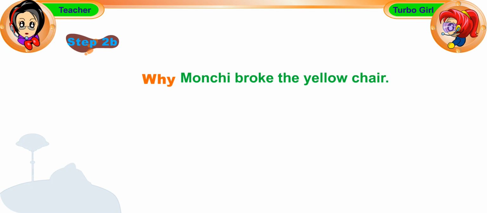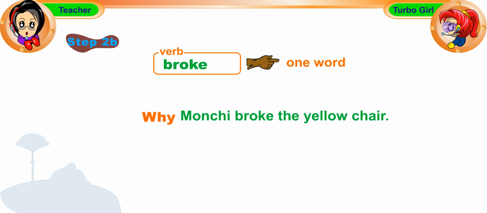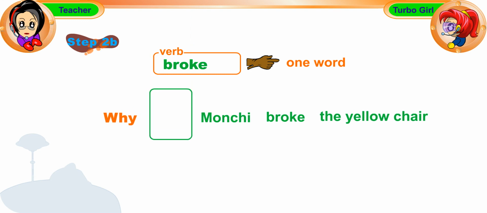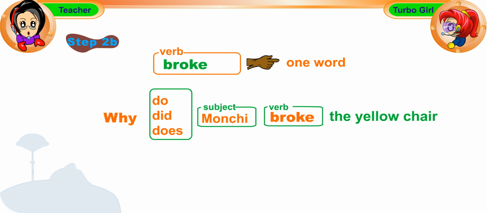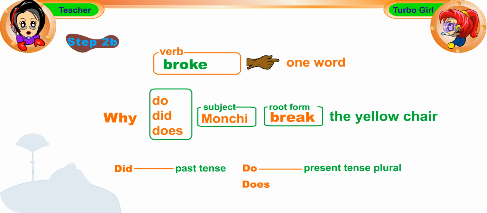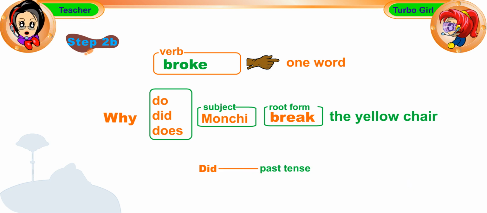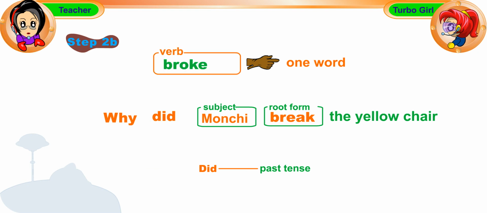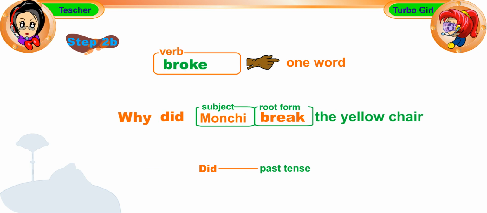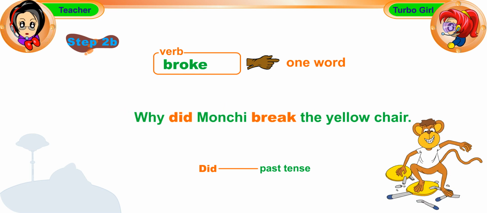Step 2b. If the verb is made up of only one word, add either do, did, or does before the subject to form the WH question and change the verb to its root form. Did is used for past tense. Do is used for the present tense plural, and does is used for the present tense singular. So we use did and change broke to its root form break. Why did Monchi break the yellow chair?